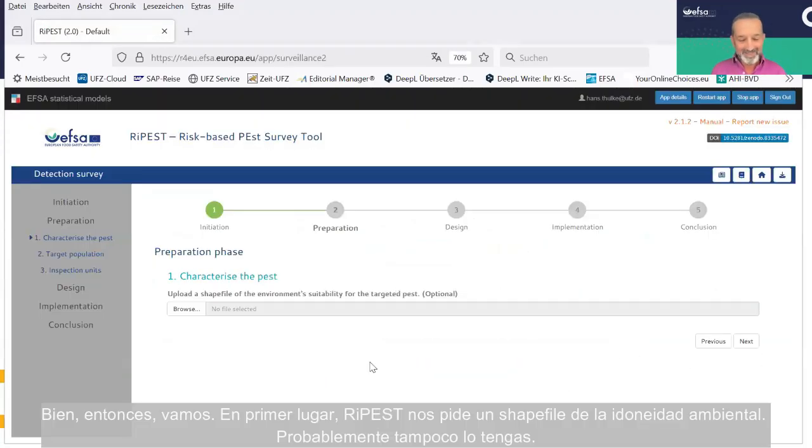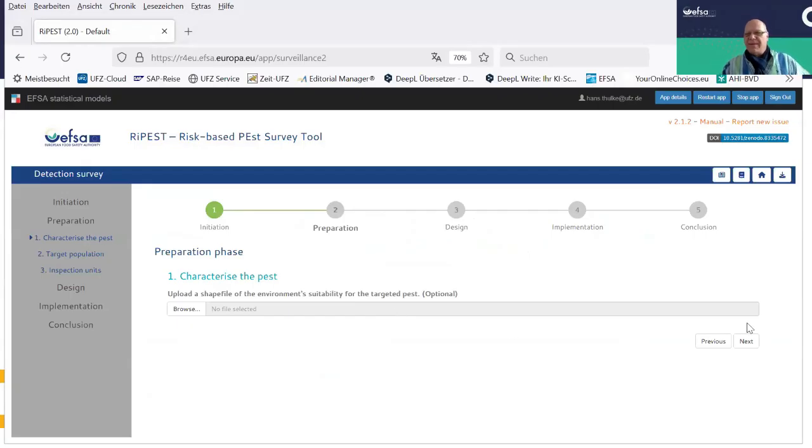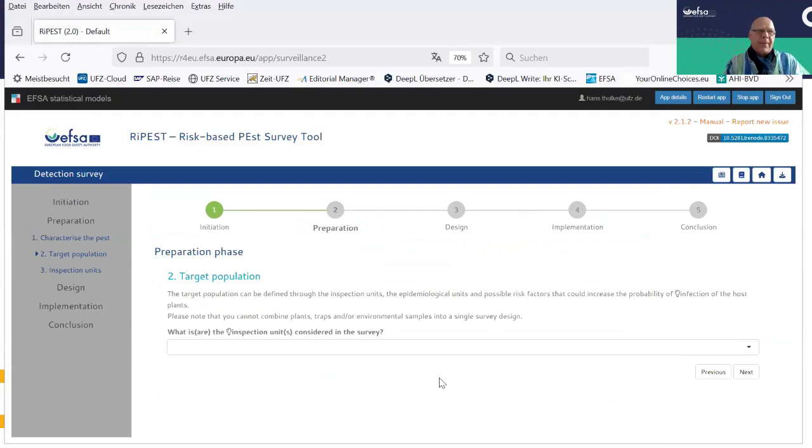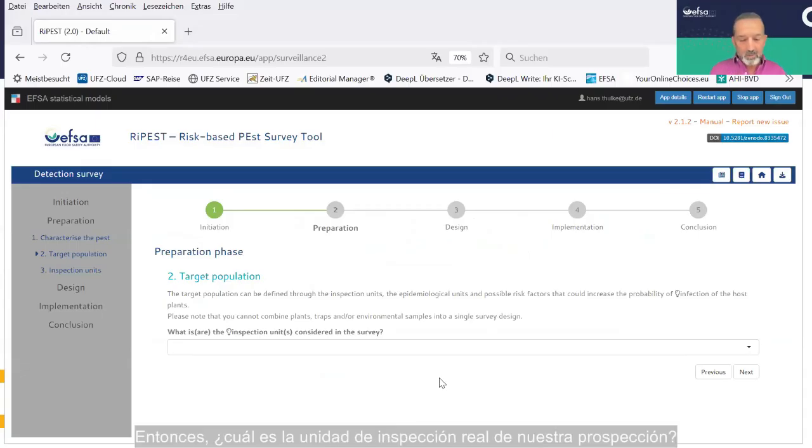Okay, then let's go. First of all, Aripus is asking us for a shapefile of the environmental suitability. Probably you don't have that either. Sorry, we don't. Yeah, no problem, as before. So the next is that we have to discuss more details about the target population. So what is the actual inspection unit of our survey?